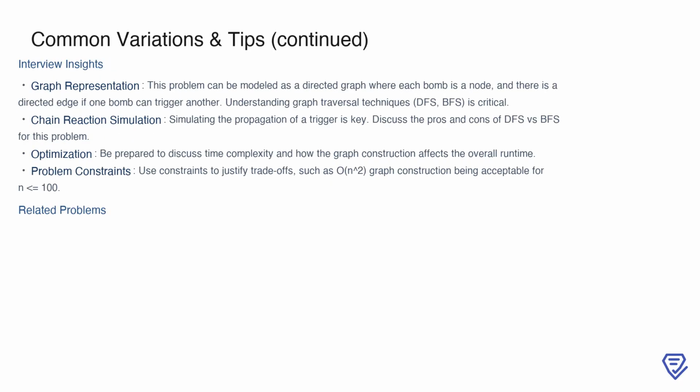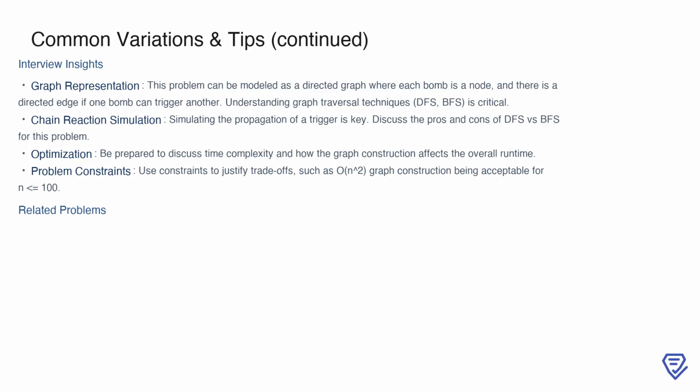This problem can be effectively modeled as a directed graph, where each bomb represents a node, and a directed edge exists if one bomb can detonate another. A solid understanding of graph traversal techniques, such as DFS and BFS, is essential to solving the problem. Simulating how the chain reaction propagates is a critical step, and it's helpful to evaluate the pros and cons of DFS versus BFS. For instance, DFS might be more memory efficient for certain inputs, while BFS can be easier to implement iteratively.